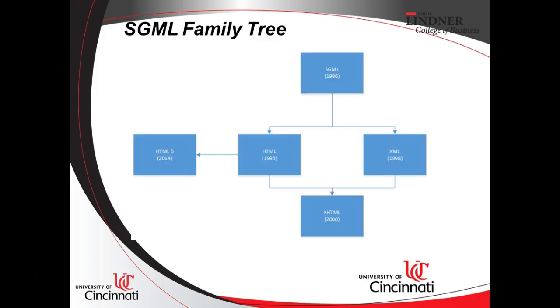So, given that we know a bit about SGML, let's take a look at a family tree. SGML got its start at IBM with a generalized markup language in the 60s, but it really came to be around 1986 as a set of guidelines for a markup language. If we take a look at this, we see that in 1993, HTML was created as a subset of SGML. HTML is the formatting language, if you will, that we use to make websites.